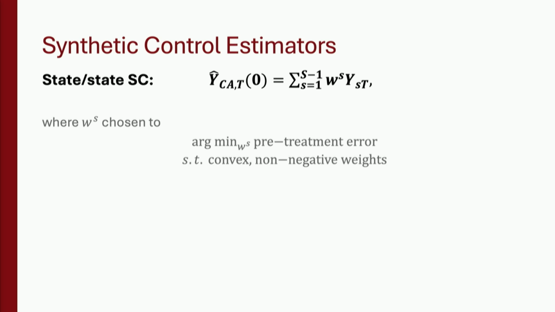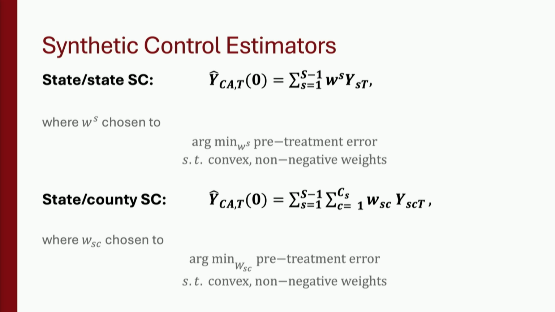Starting off with the state-state one, which is exactly the original estimator that I told you about in the motivating example. The state-state synthetic control estimator estimates the counterfactual California by a convex combination of all of the other states. So here W is the weight vector, and W is chosen to minimize pretreatment errors subject to the convexity and non-negativity constraints. And now when we're thinking about incorporating the control counties, the estimator takes a very similar form, with the main difference being that now the weight vector is indexed by state-counties. So the dimension of the weight vector increases by a lot. But in general, the optimization problem we're doing is still very similar to before.